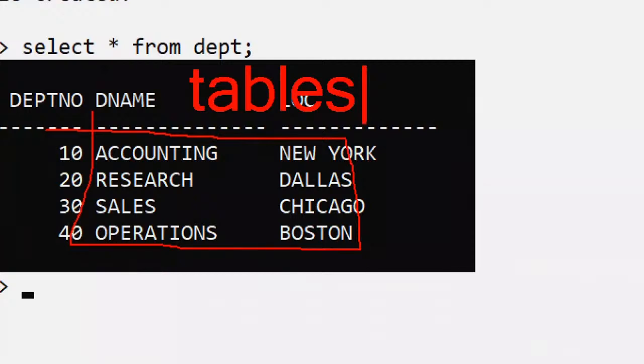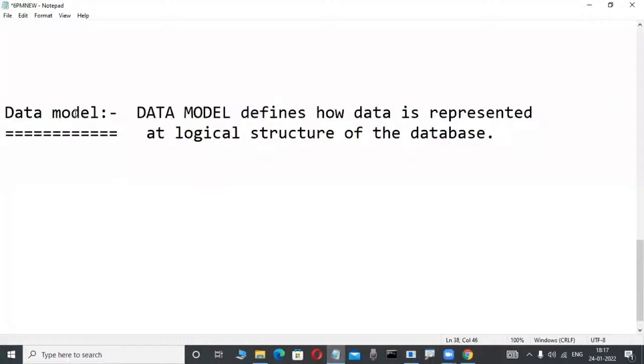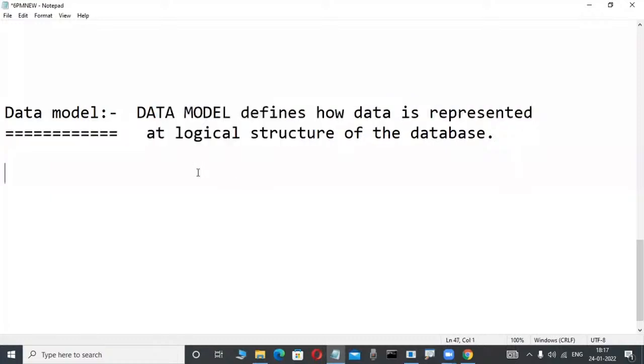Two-dimensional tables. But before 1970, this data model was not there. Hierarchical data model, network data model and some other data models existed, with IMS and IDMS softwares in those days. But nowadays, data model defines how data is represented at a logical structure of the database.